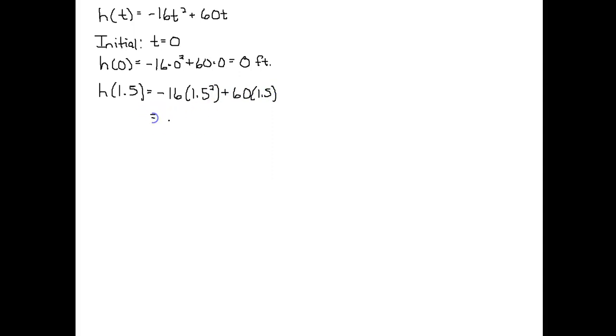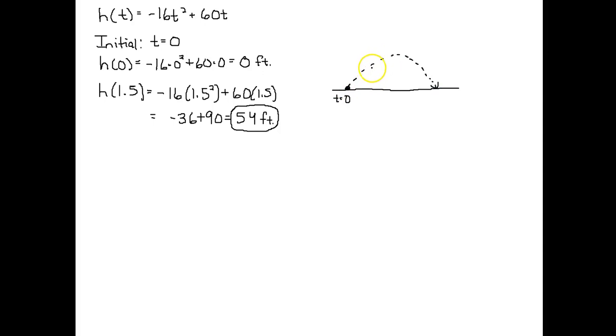So you plug in 1.5 for t, and you find out what that comes out to. You get negative 36 plus 90, which gives you 54 feet. So 1.5 seconds have passed, your golf ball is 54 feet off the ground. You hit your golf ball, and it's going to take a parabolic kind of path. From here t is 0, and at some point it's going to be 54 feet off the ground. At 1.5 seconds, it's going to be 54 feet off the ground.